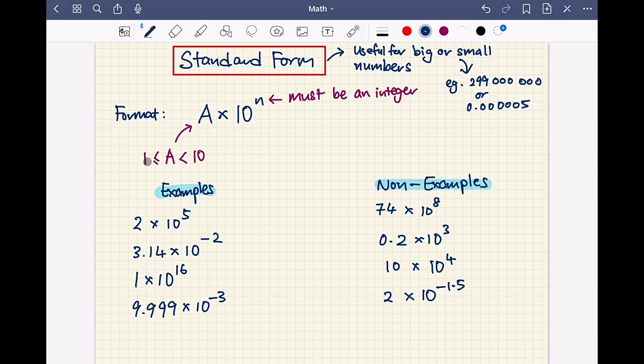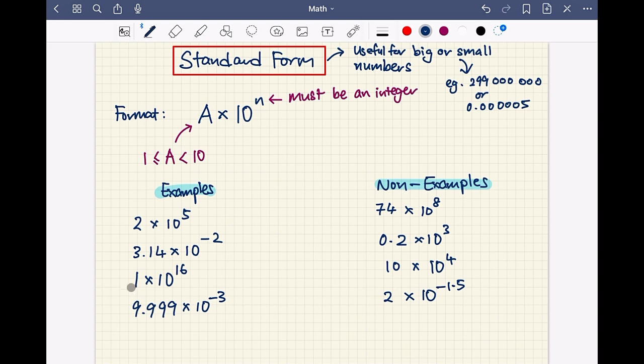So we're going to look at some examples versus some non-examples for us to distinguish between numbers that are written properly in standard form versus numbers that are not written properly in standard form. So let's look at some examples. The four examples we have over here, let's look at the front numbers for each of them. The first one is a 2, followed by a 3.14. It's a 1 here, and then a 9.999. All of them are fine, all right?